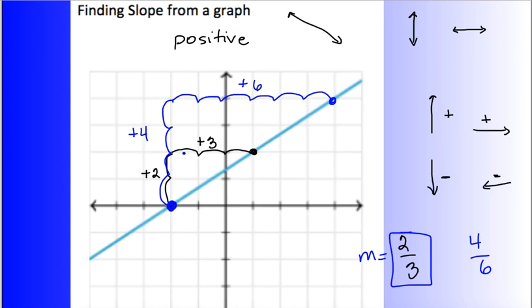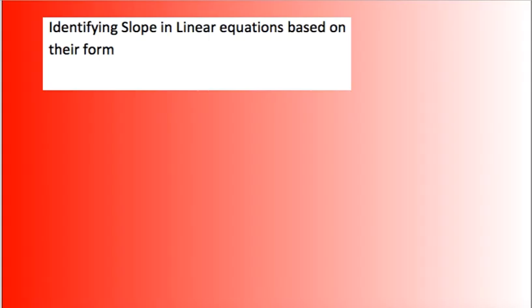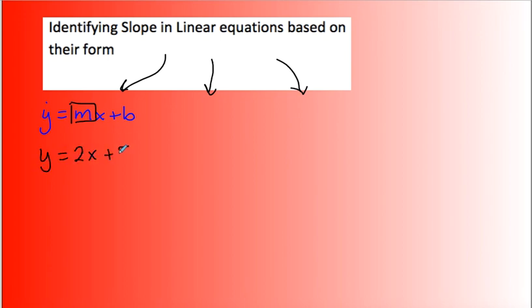All right, and the last way for now to find the slope of a line is from the equation itself. Now, we're going to be reviewing this a lot, but there are 3 equivalent forms of a linear function or linear equation. Y equals mx plus b, which is slope-intercept form, and the variable m represents the slope. So y equals 2x plus 5, my slope would be 2, okay?